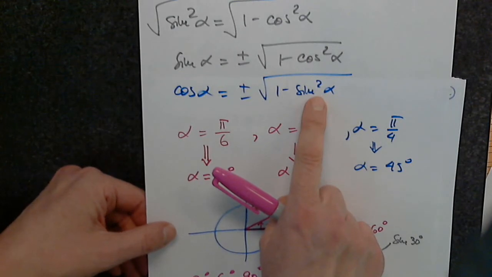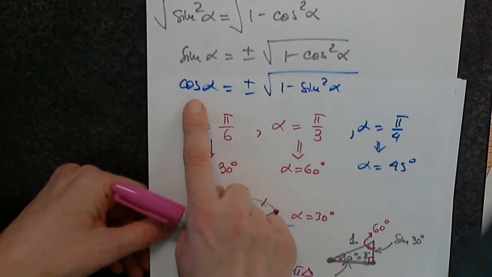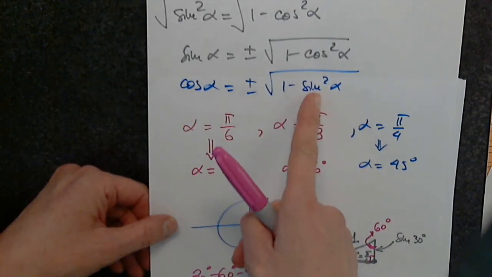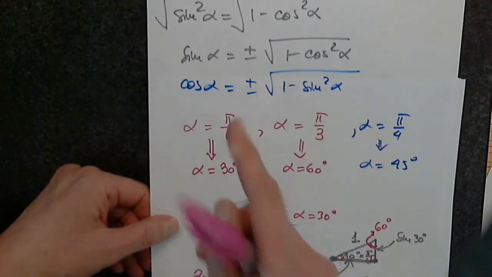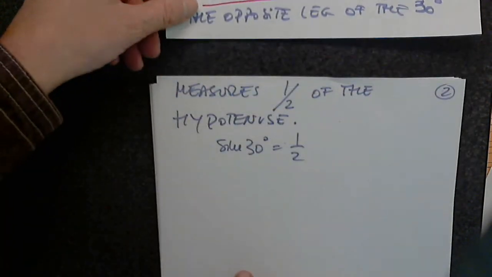I have sine. It's 1/2. I want to determine cosine. All I have to do is plug it in. So 1 minus 1/4 is 3/4. And I have to take the square root. So let's write it first.